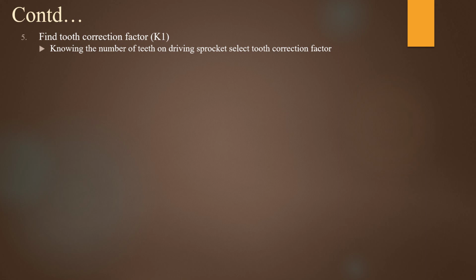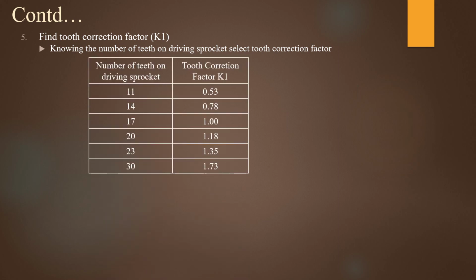So, knowing the number of teeth on the driving sprocket, select the tooth correction factor from the following table. For example, suppose the number of teeth on the driving sprocket is 14, then tooth correction factor K1 is 0.78. And suppose the number of teeth on the driving sprocket is 23, then tooth correction factor K1 is 1.35.